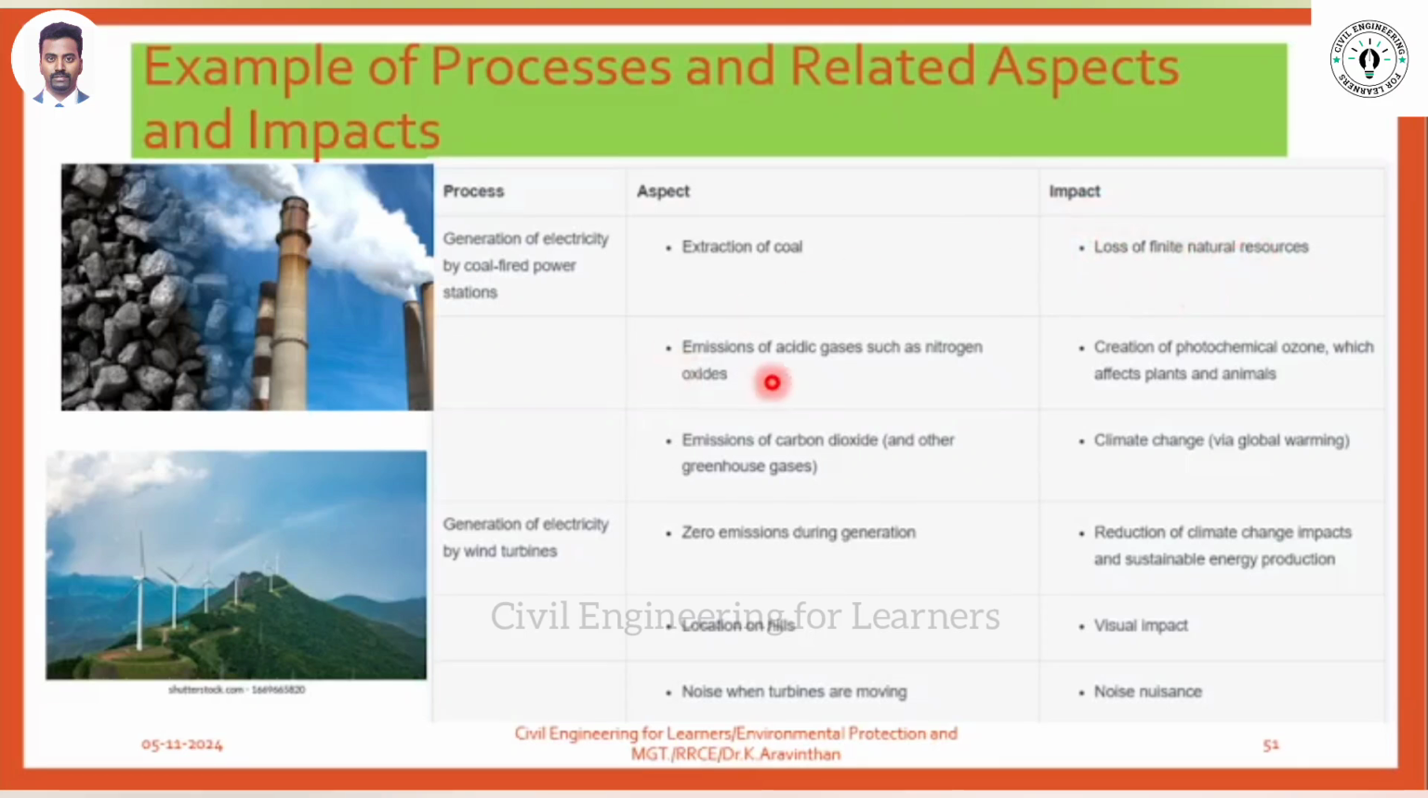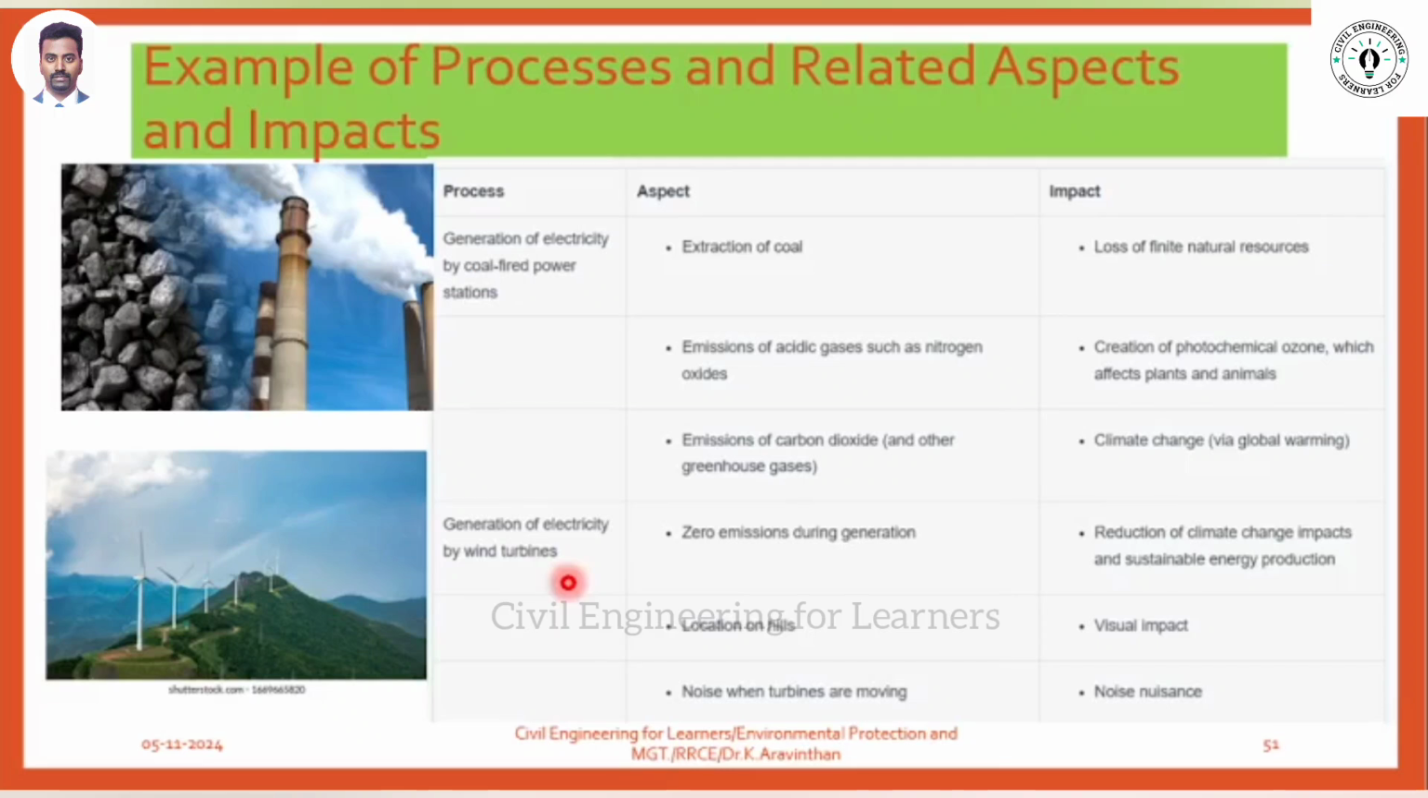Next thing is emission of acidic gases. Not only during extraction of coal, when you are using the coal, there comes a process of acidic gases which are emitted, and this pollutes the plants and animals, etc. This is called impact. Next one, emission of carbon dioxide, and during the emission of carbon dioxide, what impact happens? Climate change.